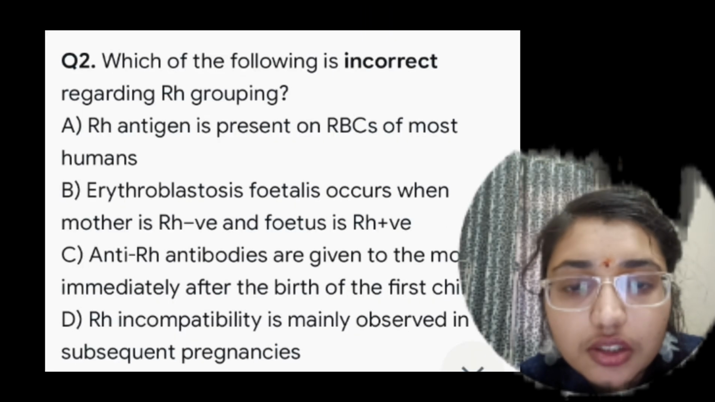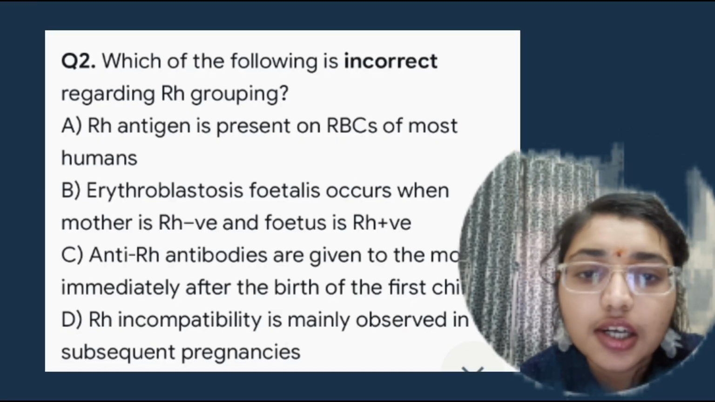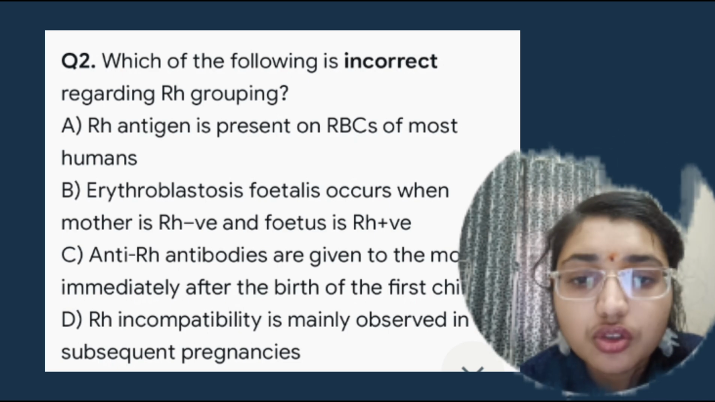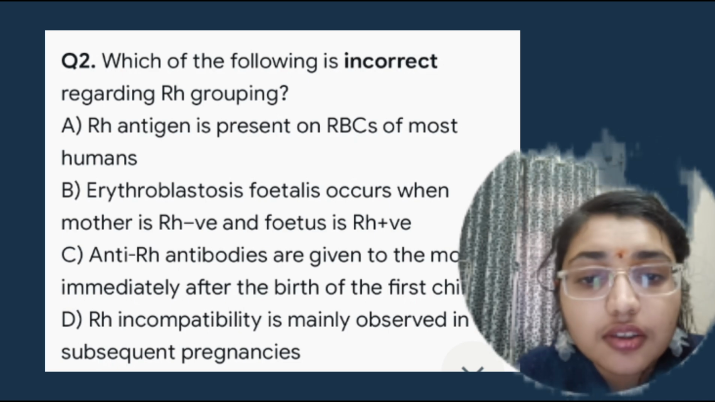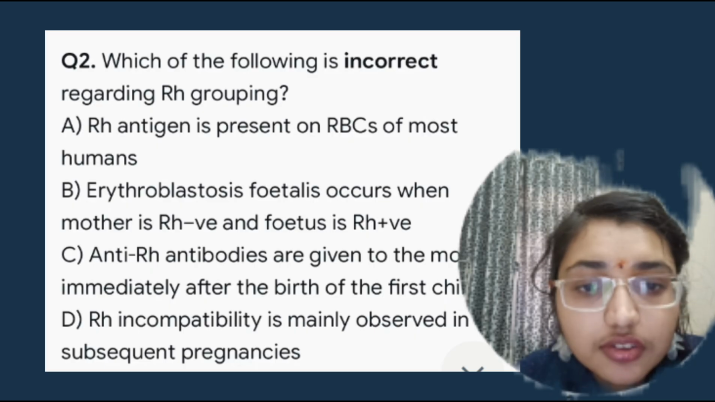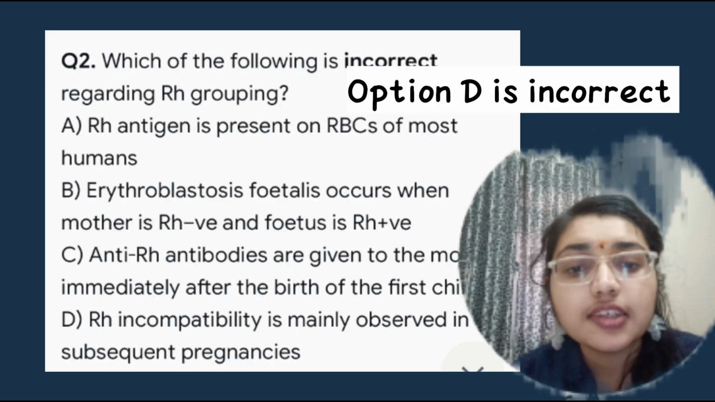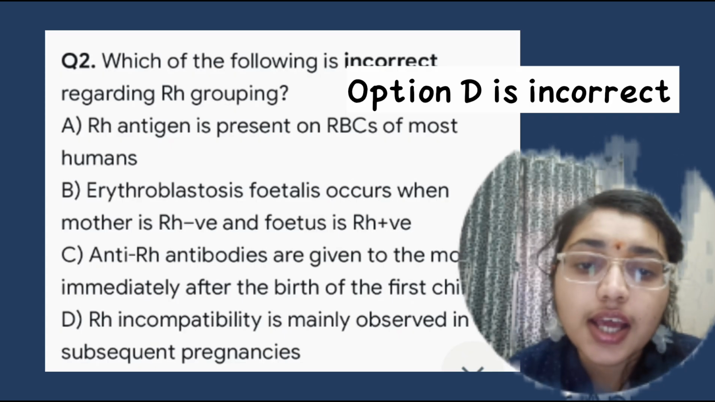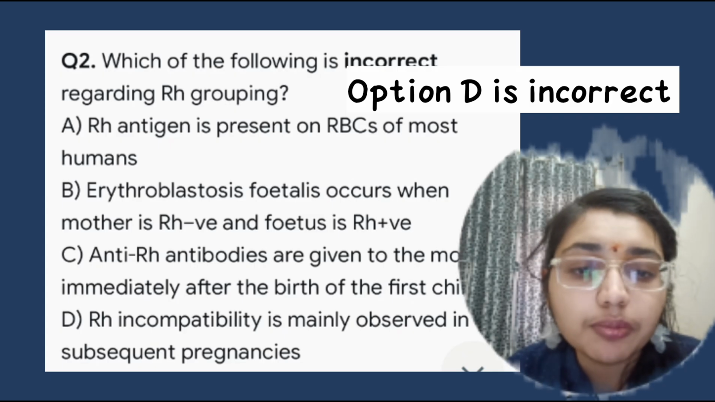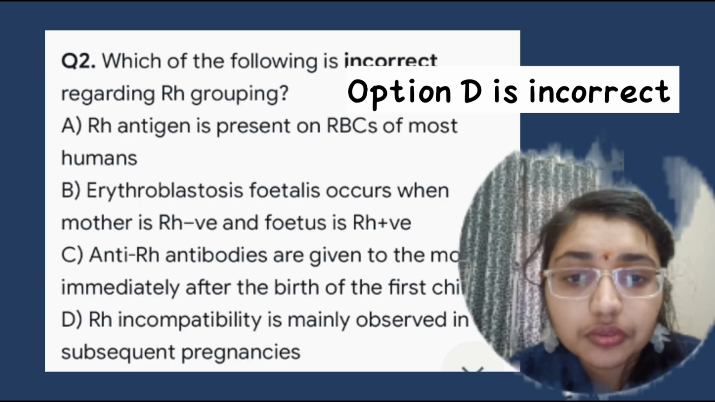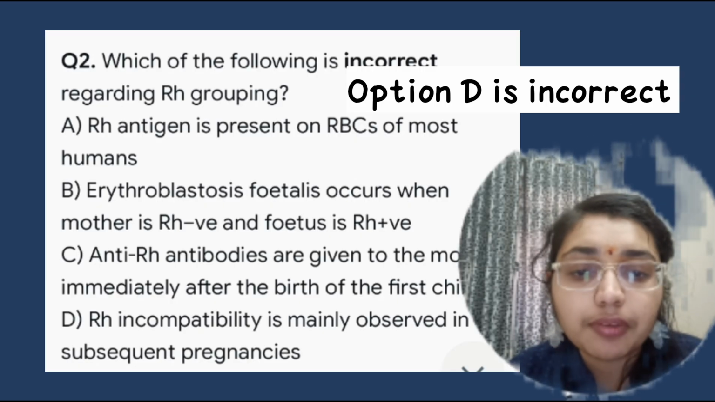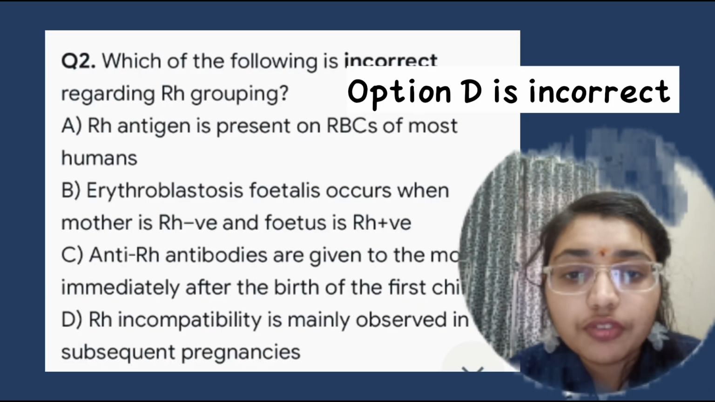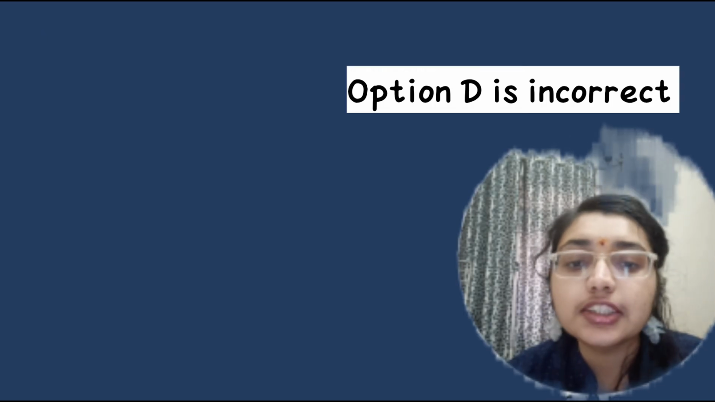Now moving on to the next question, which one of the following is incorrect regarding the Rh grouping? Rh antigen is present on the RBCs of most humans. This is true. Erythroblastosis fetalis occurs when mother is Rh negative and fetus is Rh positive. So here the option B is the incorrect statement. It is given in reverse. Then option C, anti-Rh antibodies are given to the mother immediately after the birth of the first child. Yes, Rh incompatibility is mainly observed in the subsequent pregnancy. So here we have to tell the incorrect option. So option B is incorrect.